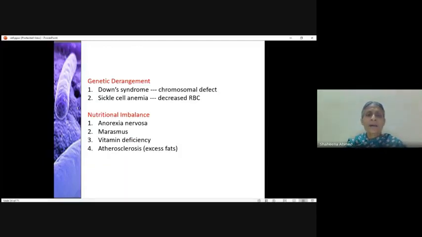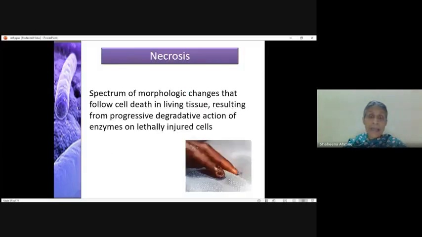There are a whole list of things which can cause injury to a cell, and whatever the etiology might be, the reaction the cell is going to show is going to be exactly the same. First there's going to be the reversible stage, then there's going to be the irreversible stage. There are the genetic causes like Down syndrome, sickle cell anemia, then nutritional imbalances like anorexia nervosa, marasmus. I mean, the list is endless. Anything which can cause damage to a cell leads to these changes which we have just discussed.